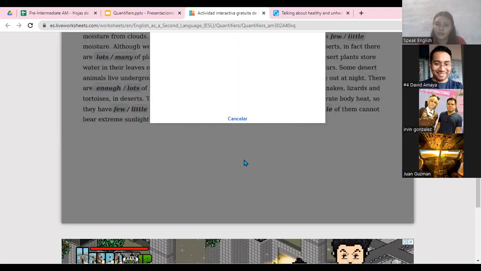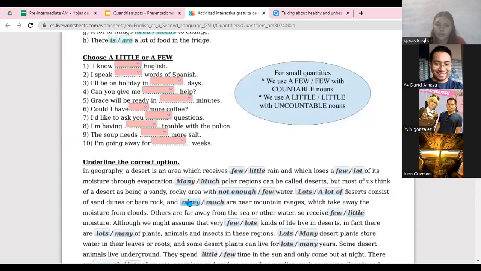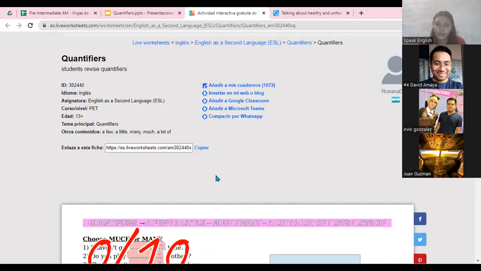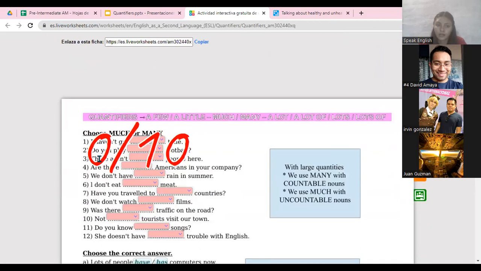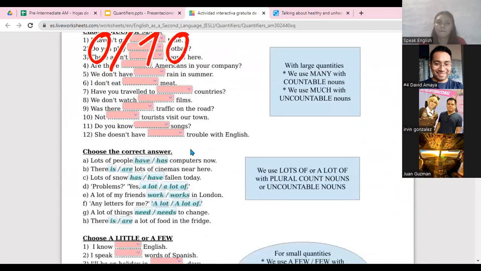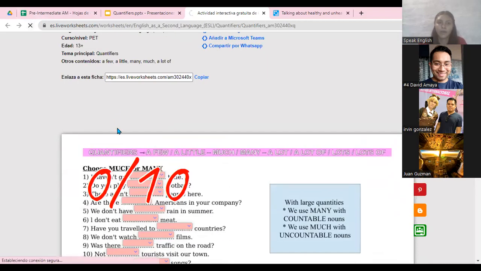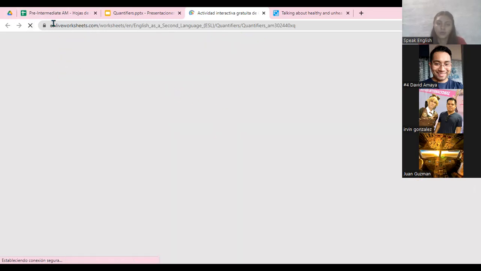And then click on terminado. You click on comprobar respuestas, and you will get your score here. Okay? Do you have any doubt? Okay. So do it, and if you have any question, please let me know.